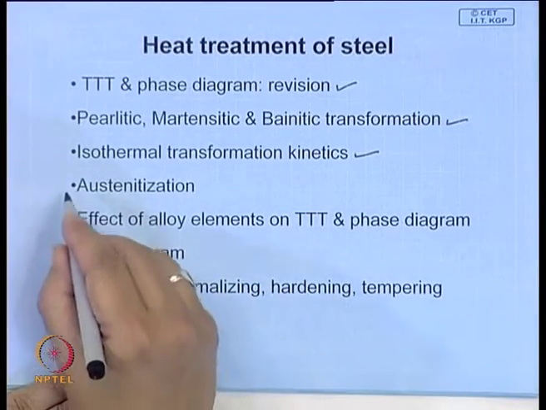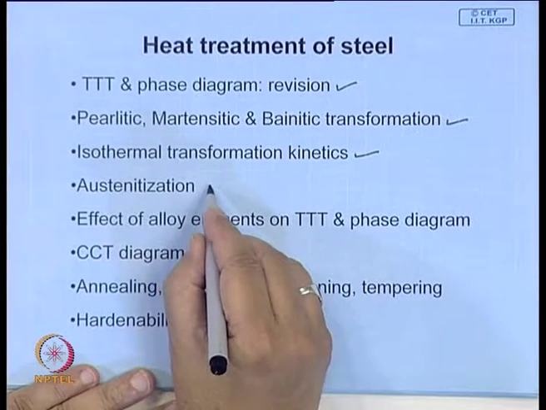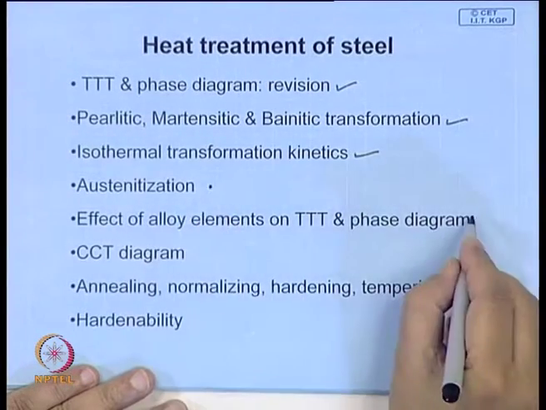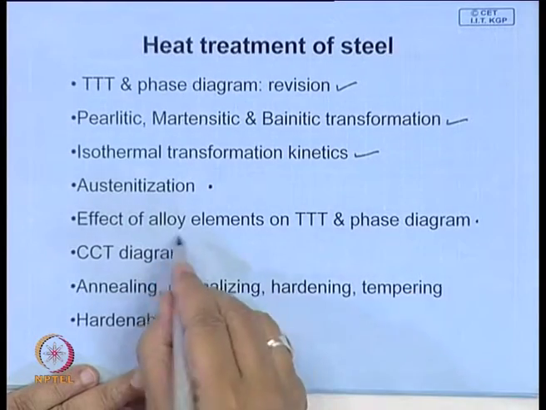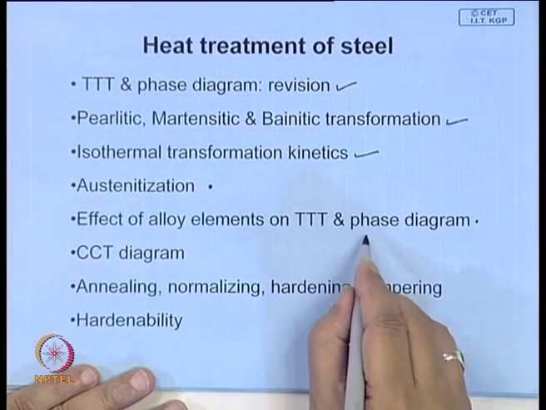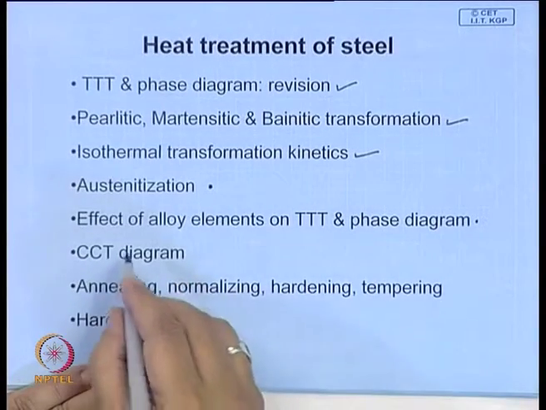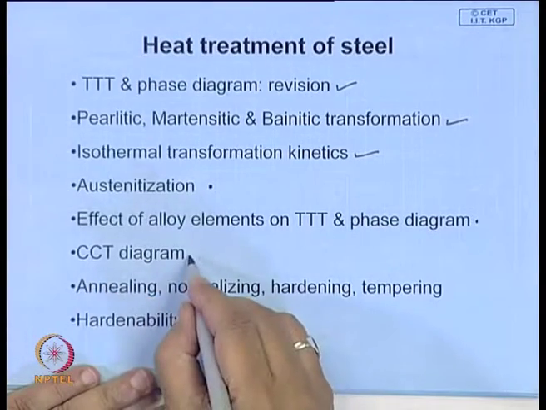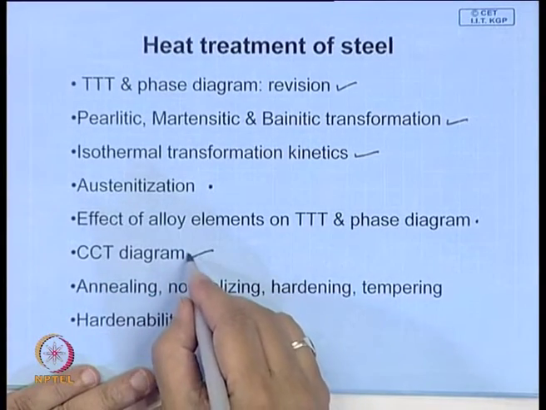Now, these are the things which are left, we have not covered yet. Let us see, we will try to cover the effect of alloy elements on the time temperature transformation diagram and phase diagram. We have looked at the continuous cooling diagram and seen why it is necessary.